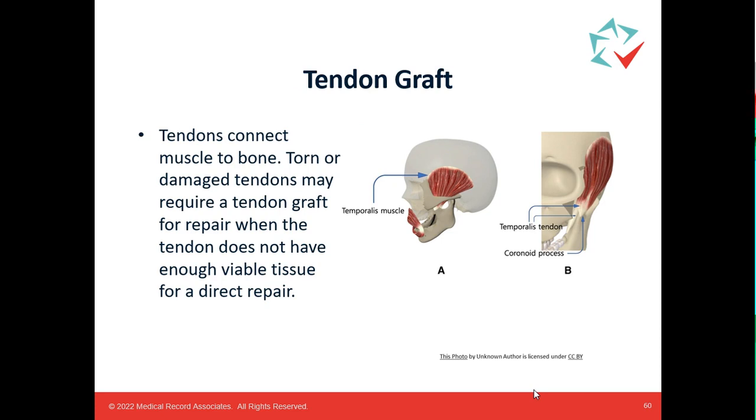For our tendon grafts, keeping in mind that tendons connect muscle to bone, ligaments are bone to bone, but our tendons are connecting the muscle to bone. They can become torn or damaged, and when this happens, they may require a tendon graft for repair when that tendon doesn't have enough viable tissue for a direct repair. Kind of like in our Achilles tendon, with that acute injury, the provider could suture those tendons back together, but in that more degenerative breakdown of the tendon, he really needed some more complex repair methods with grafting and those kinds of things. So same thing with our tendon grafting. Sometimes that provider is going to need some graft material in order to repair the tendon properly.